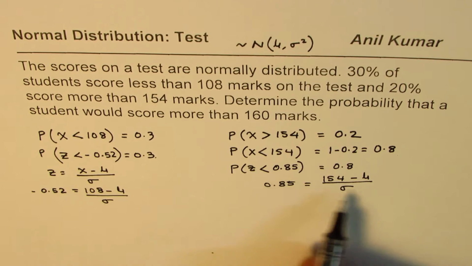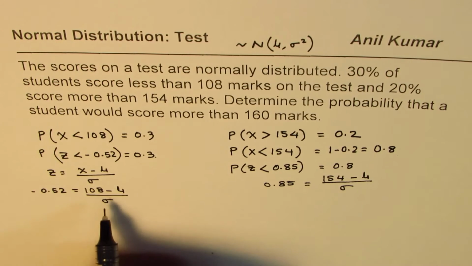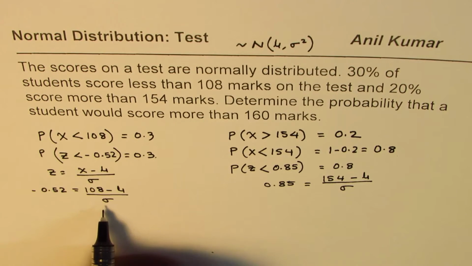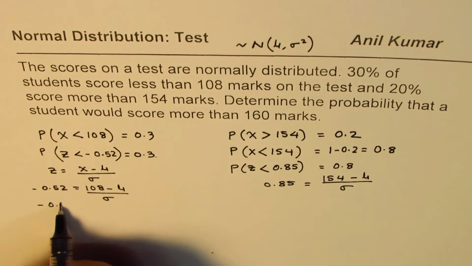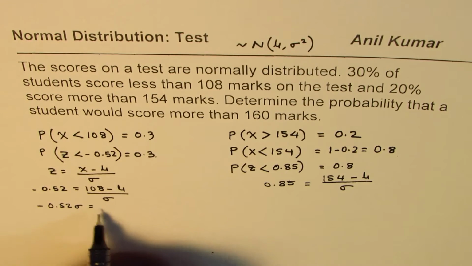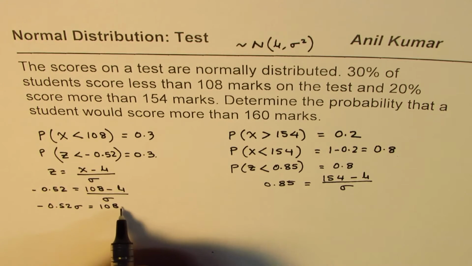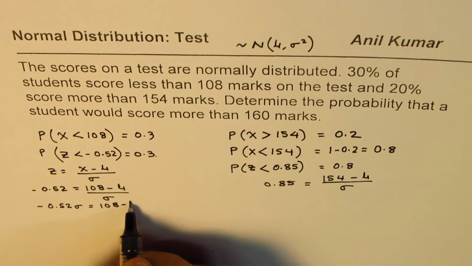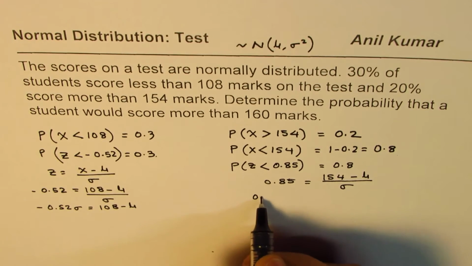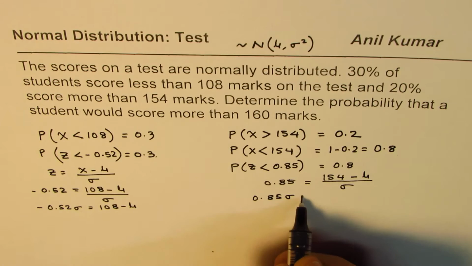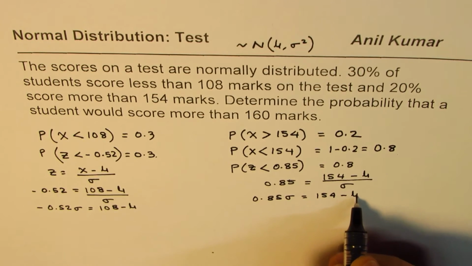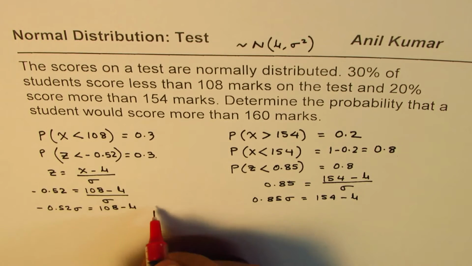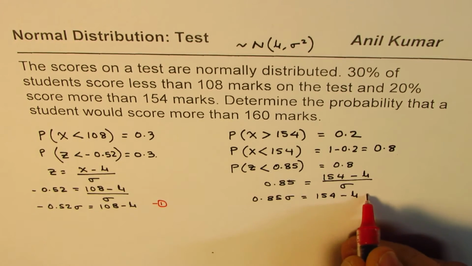Now we can rearrange and then find the values. We can write this as solving two equations. So we'll rearrange: minus 0.52 sigma equals 108 minus mu. And in this case, 0.85 sigma equals 154 minus mu, right? Let me call these equation 1 and equation 2.